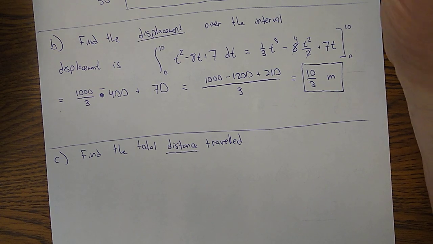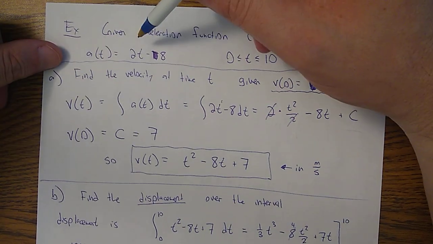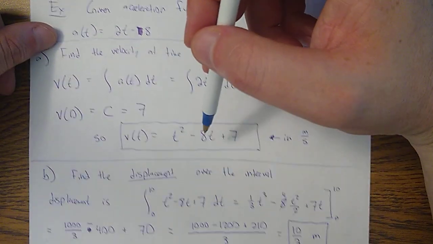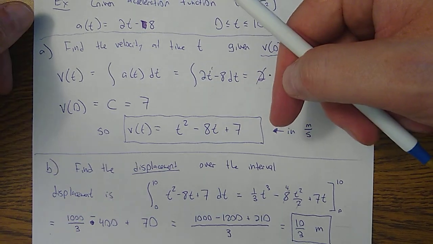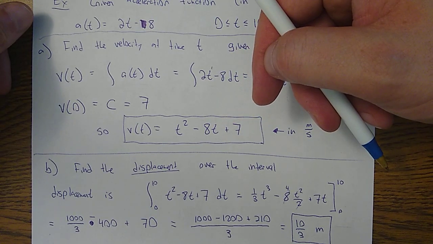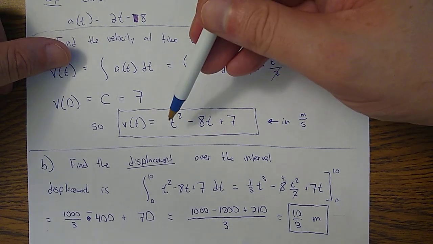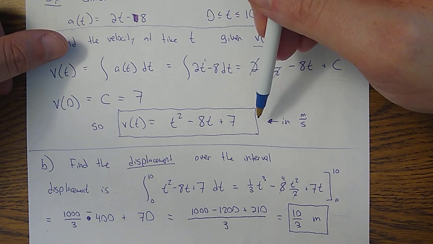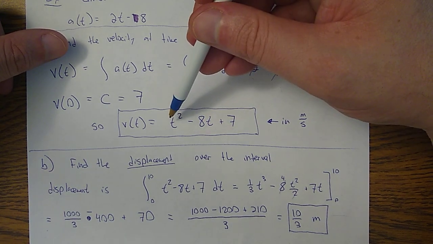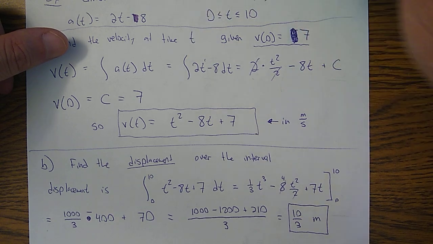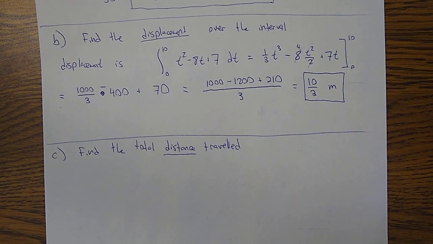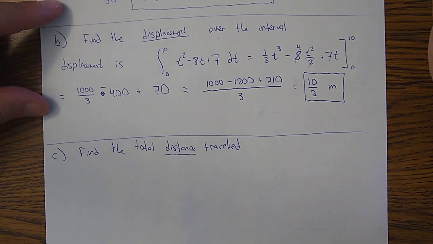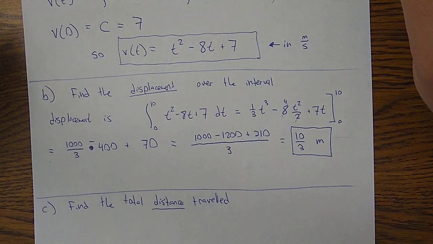So here's the issue. This object that we've been studying the motion of, sometimes the velocity is positive and other times the velocity is negative. So this did move in one direction and then move back in the opposite direction. So what we have to do is count all of that.